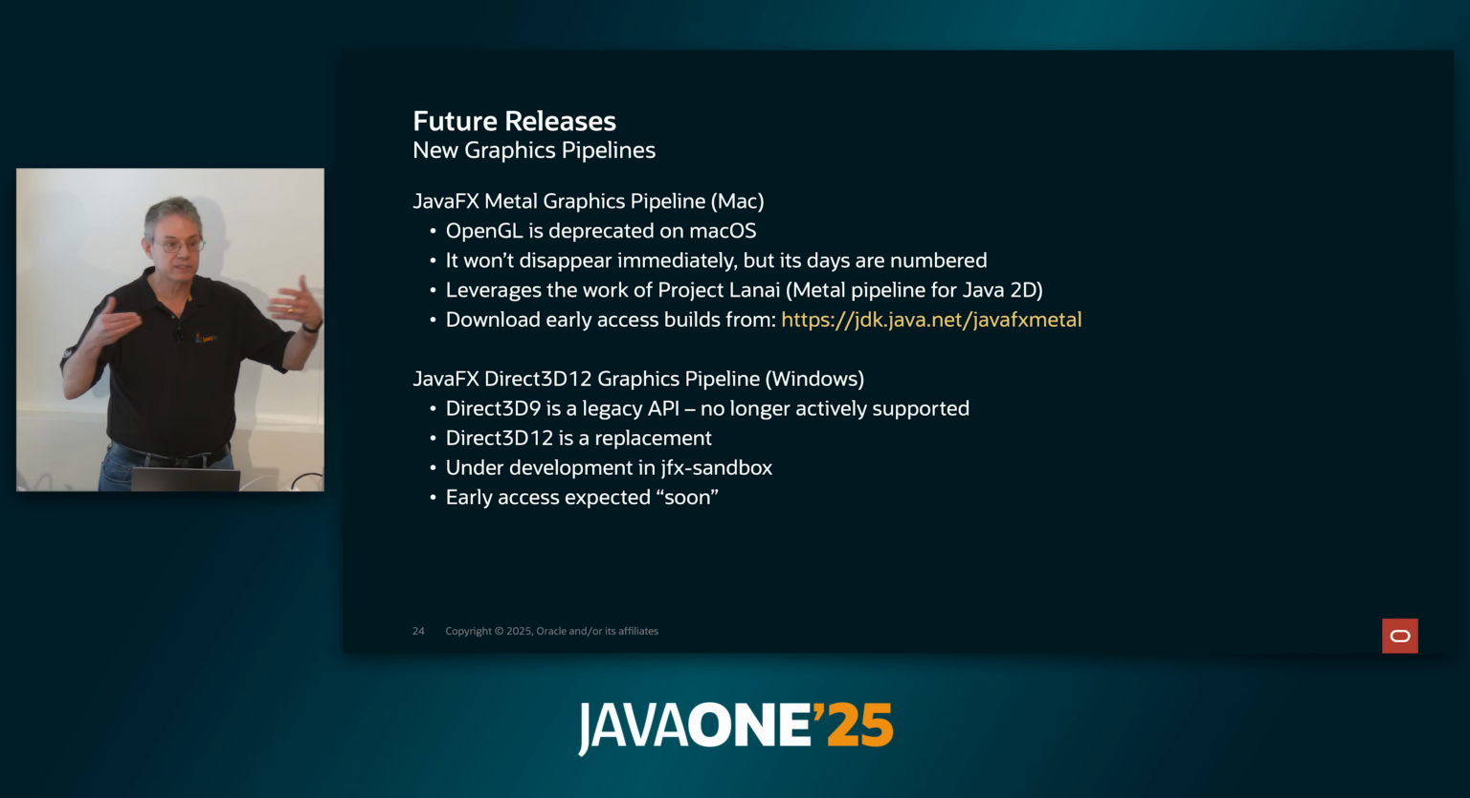So OpenGL and Direct3D9 were a little higher level APIs where the driver was expected to do things for you, but then you had to rely on it doing things for you. And that means sometimes it doesn't make the best choices. And so the lower level APIs of Metal and Direct3D12 are what we're aiming for. We have a project in the JDK or JavaFX sandbox for Direct3D12, and we hope to go to early access soon.